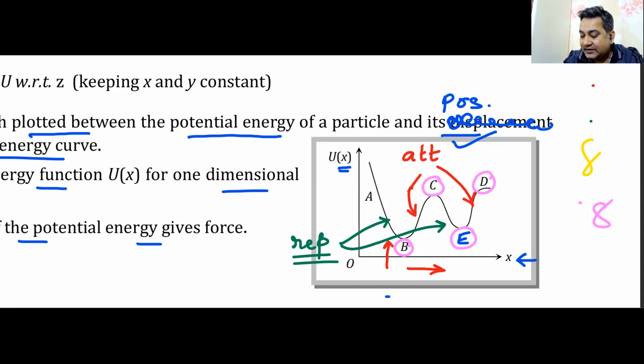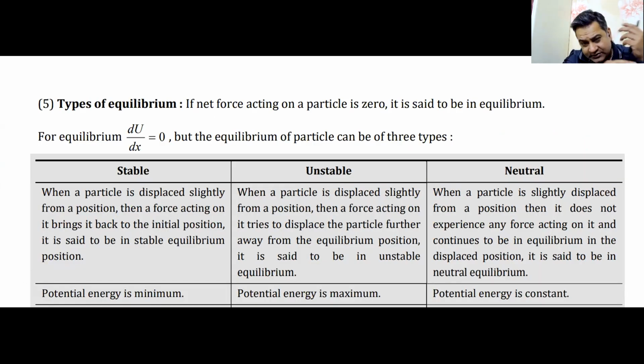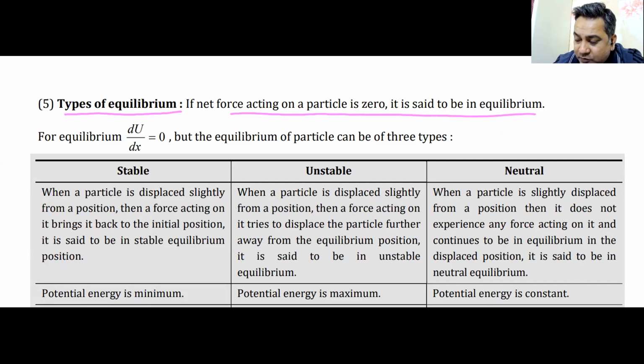And the next heading is coming right here, right now on your screens. And it is this: Types of equilibrium. Oops, my screen went away. Okay, back. Types of equilibrium. What is equilibrium? If the net force acting on a particle is zero, it is said to be in equilibrium. We all know it from the previous chapter, Newton's laws of motion. For equilibrium, du by dx is zero. We now know it. Force is the negative derivative of U.